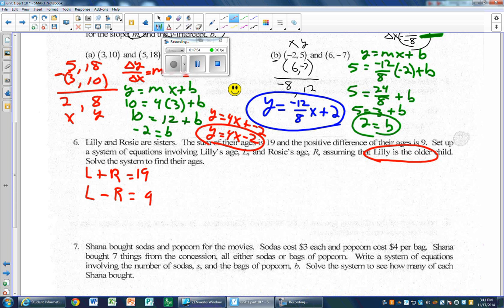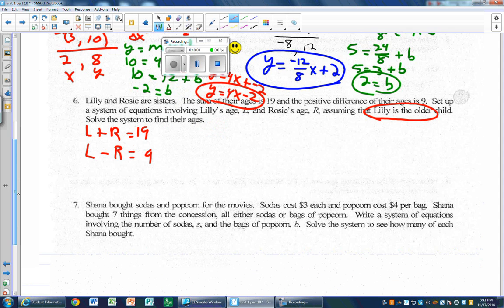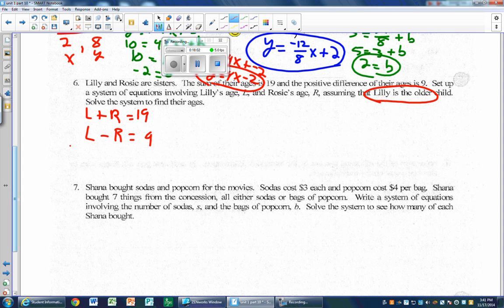Go ahead, finish the question, find their ages. Do it on your own, and then check with your partner next to you. There should be talking as you're going on to make sure that you understand how to solve this question correctly with your partner.